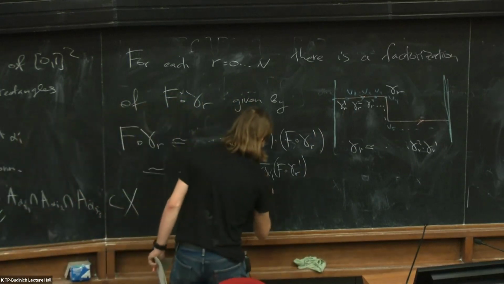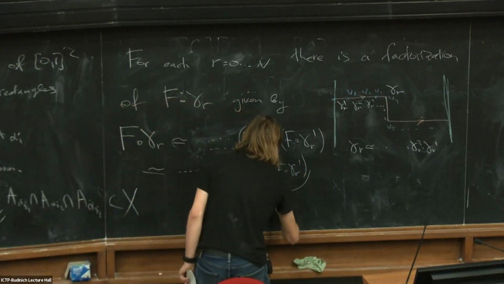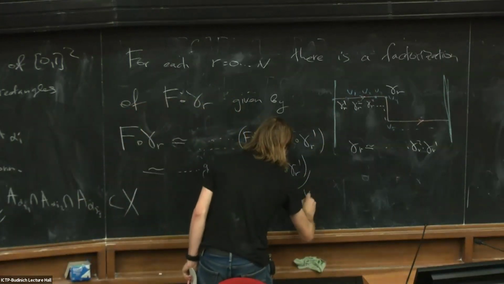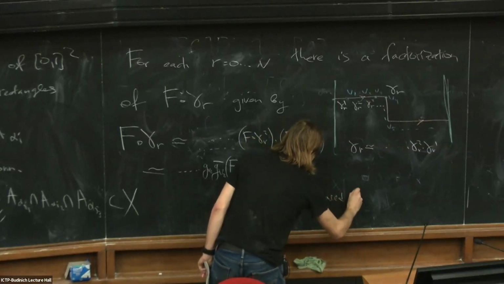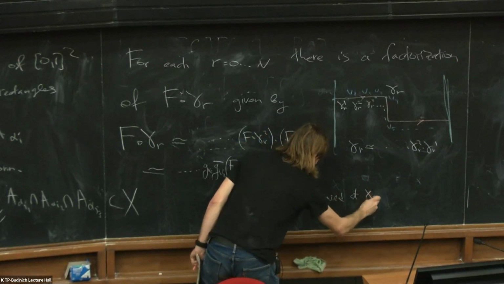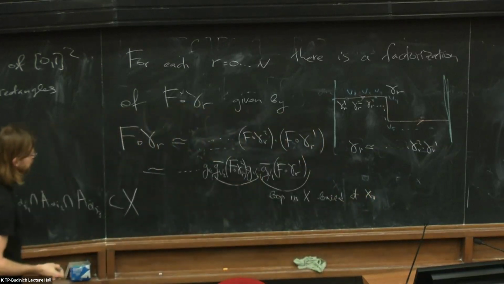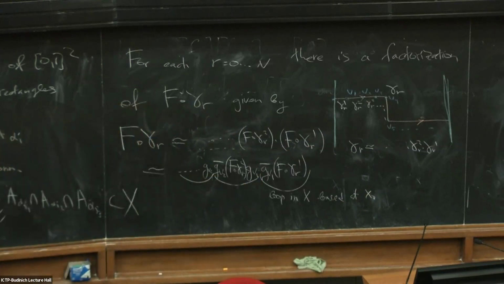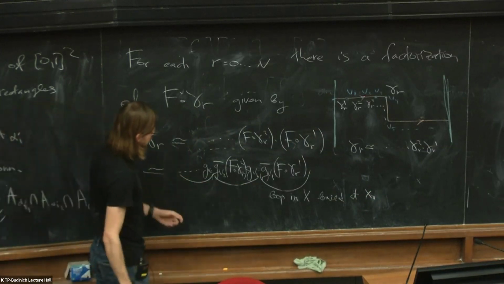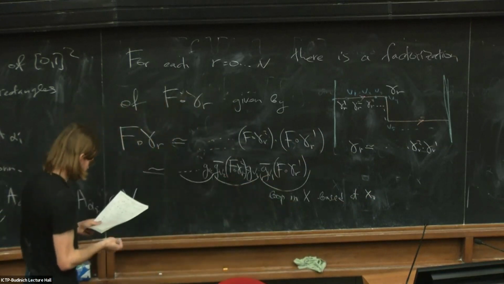You can see this now is a loop in X based at X0. This is also a loop in X based at X0, and so on. This gives you a factorization of this composition in terms of loops in X based at X0.